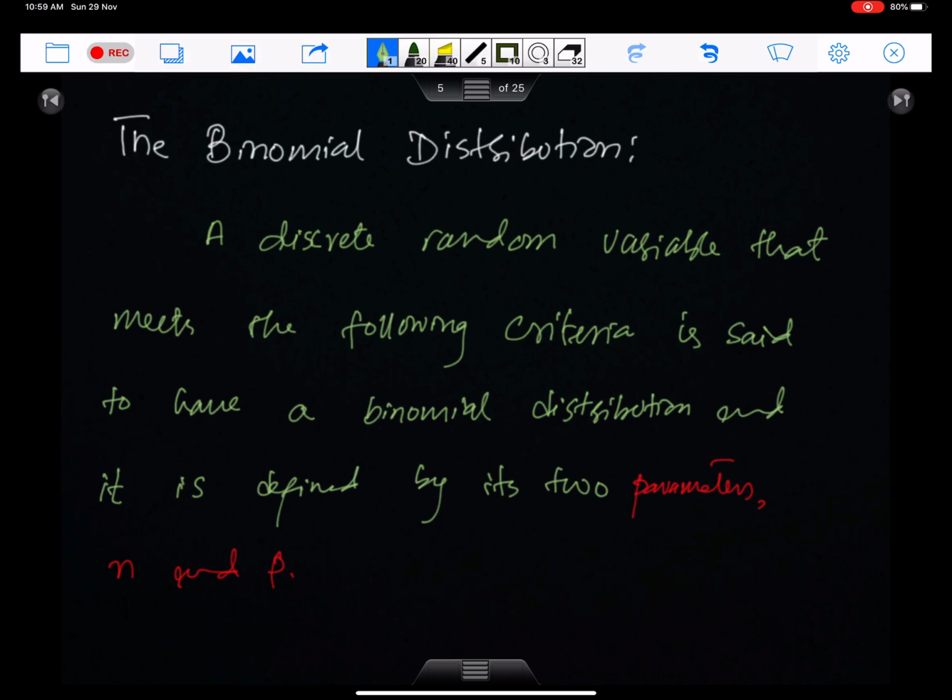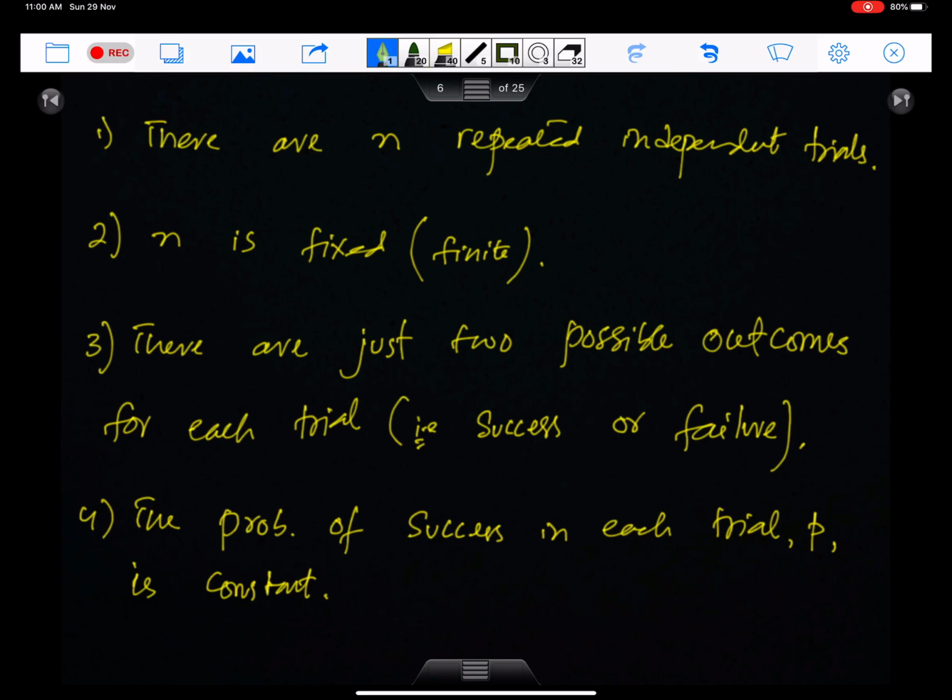A discrete random variable that meets the following criteria is said to have a binomial distribution, and it is defined by its two parameters n and p. N and p are the parameters of this distribution. Parameters means quantities which define the distribution.